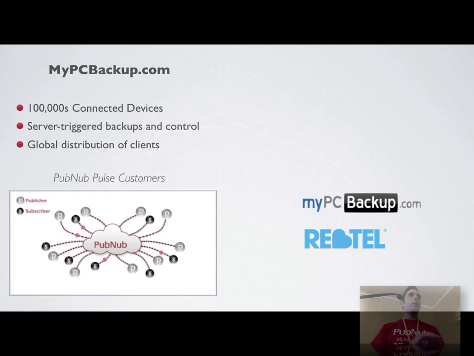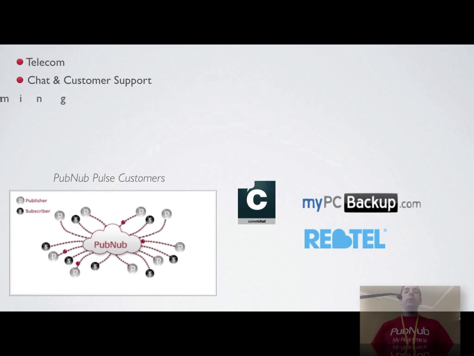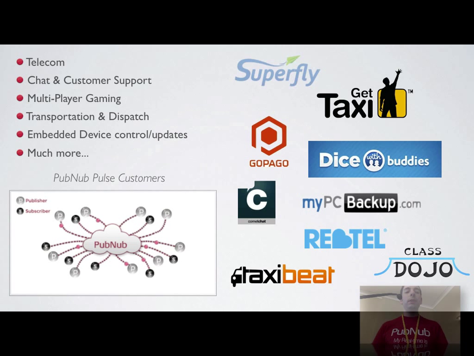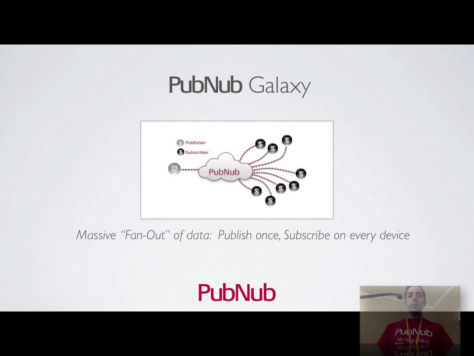And they've got a full global distribution across multiple continents on the Earth. And many more are using PubNub today, such as telcos, chats, customer service applications, dispatch services like taxi services, and much more. So let's talk about our other product, PubNub Galaxy.